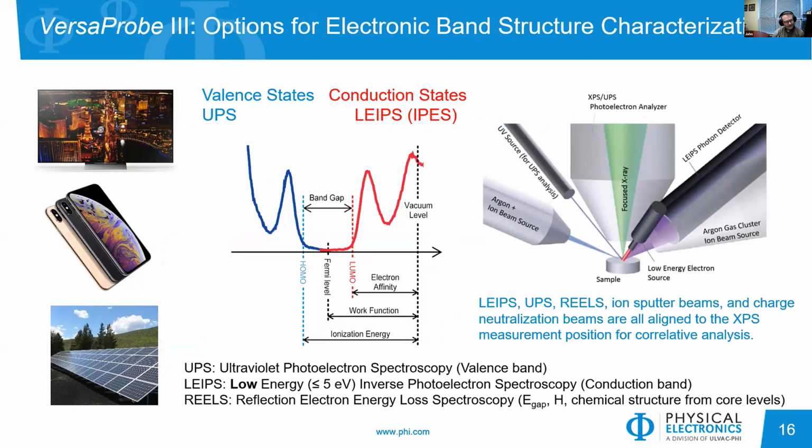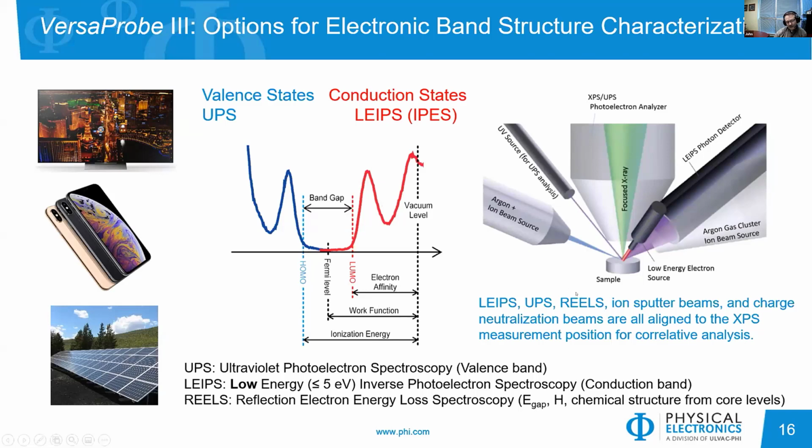So for decades now, we've had UPS here at PHI, and that's excellent for looking at the valence band of materials, but that only gives you half the picture. We now have available LEIPS, or low energy inverse photoelectron spectroscopy. It can give you information on the conduction band, and so you can now determine the electron affinity of your materials. Putting the 2 techniques together, you can very nicely determine the band gap of materials and look at the whole electronic structure of materials.